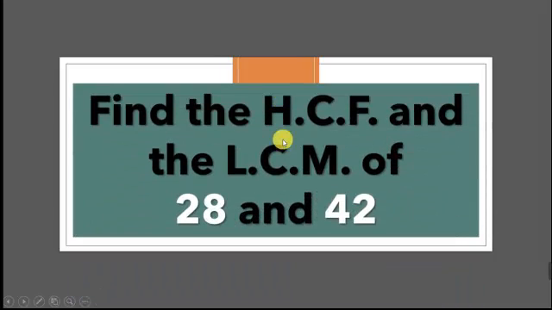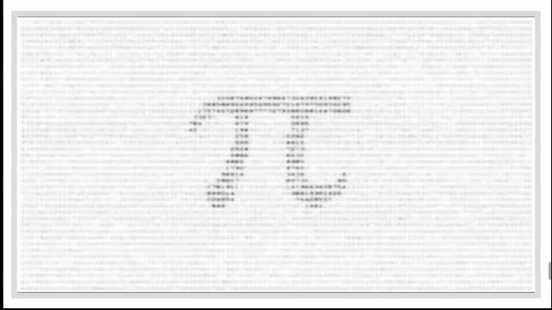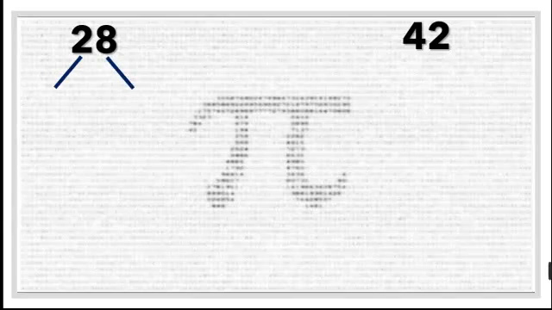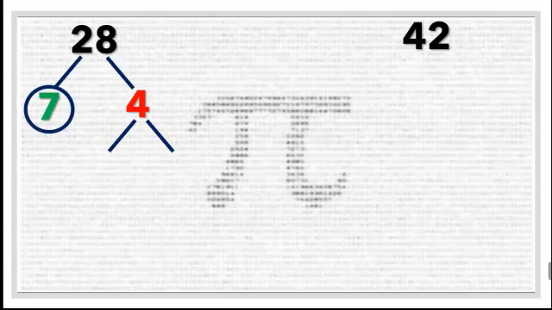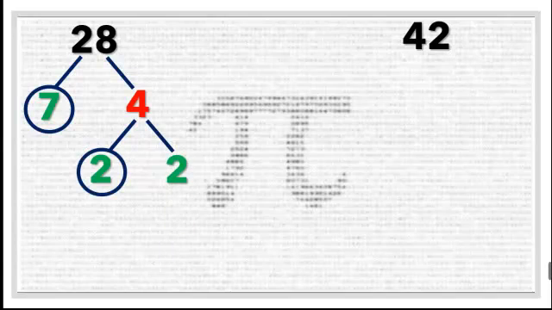Find the HCF and the LCM. He wants both of them. The HCF and the LCM of 28 and 42. I'm going first to factorize each number into its prime numbers, 28 and 42. 28 is 7 times 4. 7 is prime, 4 is not. I'm going to factorize it into 2 and 2. And both of them are prime numbers.